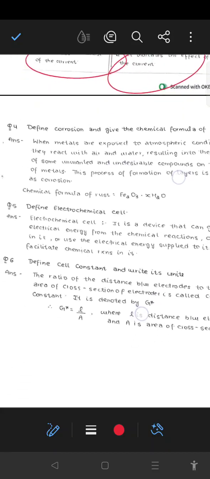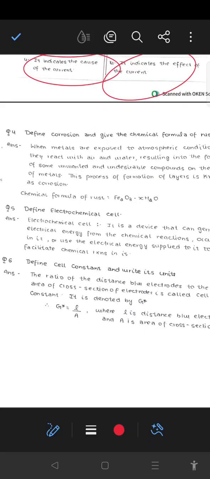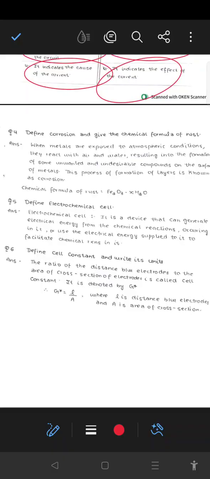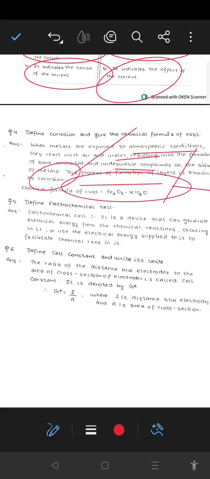Next, I define corrosion and its formula first. Corrosion is an electrochemical process. When metals are exposed to atmospheric conditions, they react with air and water, resulting in the formation of some unwanted and undesirable compound on the surface of the metal. The process of formation of this layer is known as corrosion. The chemical formula is Fe2O3·xH2O.